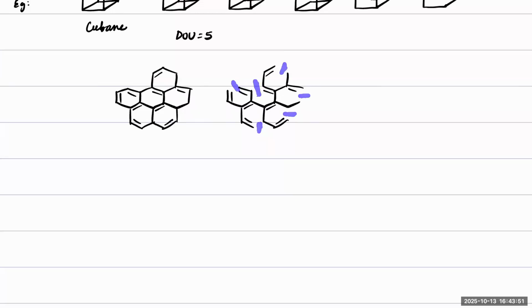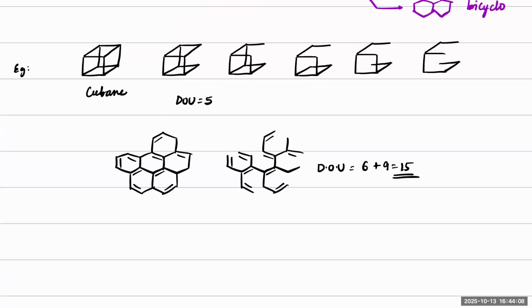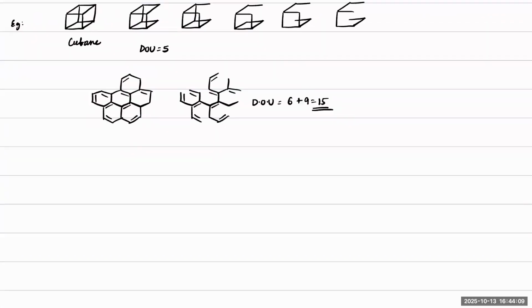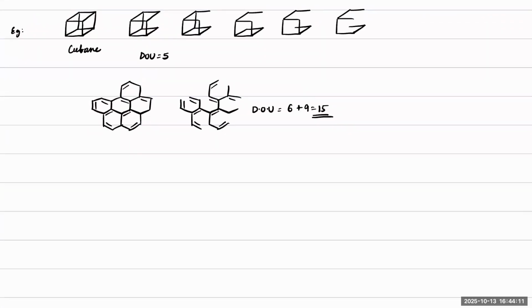So for breaking and making into straight chain, degree of unsaturation now will be equal to 6 plus, now count the number of pi bonds. So 1, 2, 3, 4, 5, 6, 7, 8, 9. Plus 9. So what is the degree of unsaturation? 15. Got it? I hope this part is also clear.